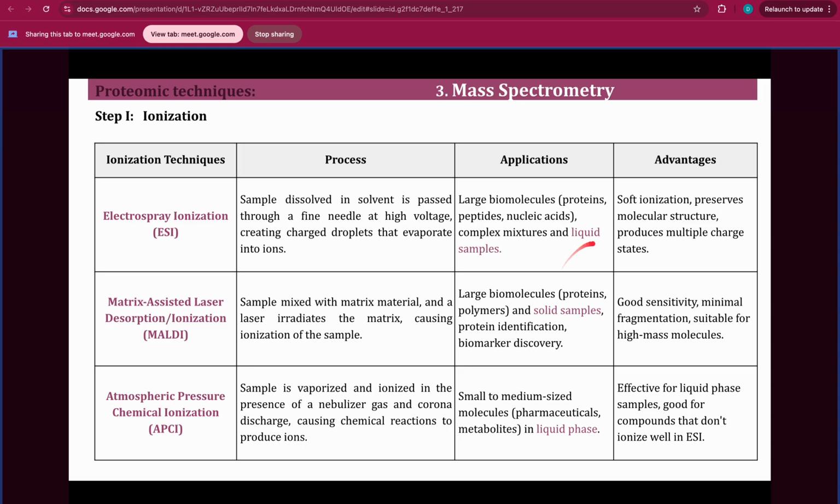In this case you do it for liquid samples, and this is a soft ionization method, and it preserves the molecular structure. It does not disturb the structure of the protein or the peptide which you are using in the sample, and it produces multiple charge states.